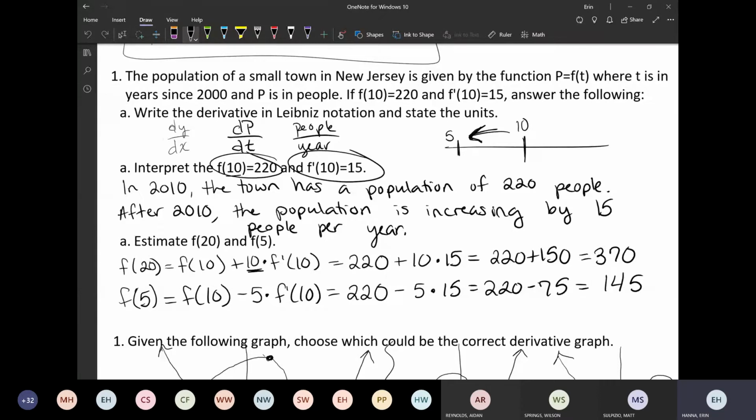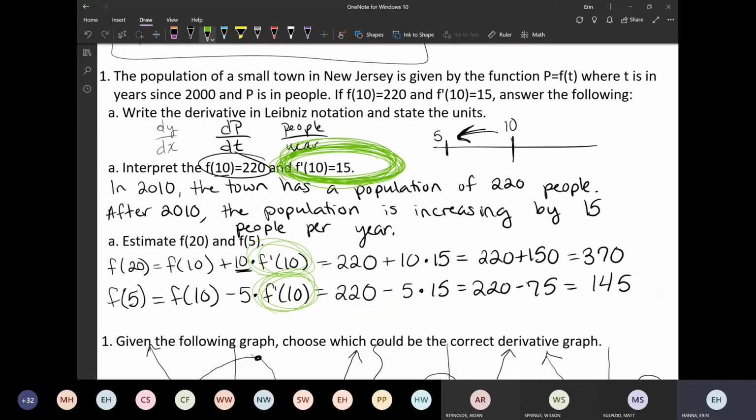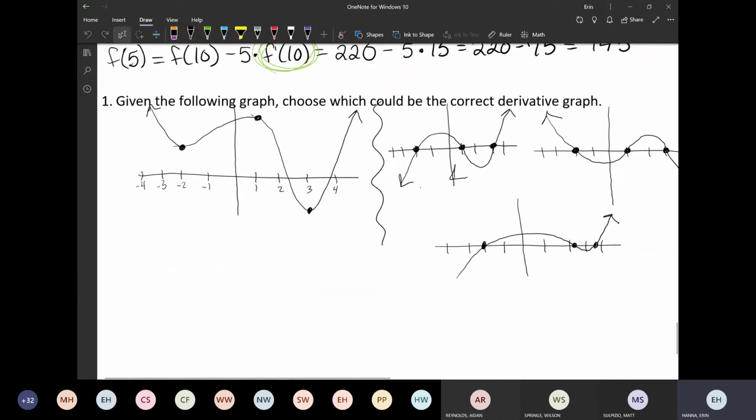Where did the 15 come from? That was given to us up here. So I'm just pulling this derivative value from what I was given in another part of the question. Yep. Any more questions? Okay, cool. Next one.